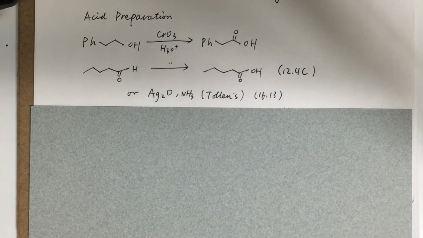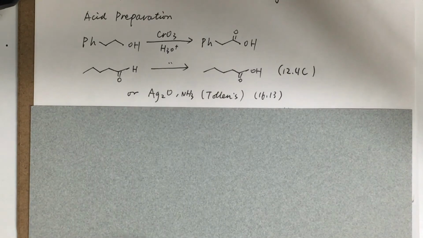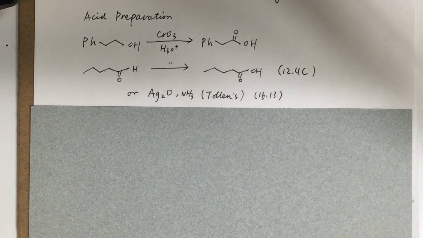Alcohol can be oxidized by the Jones oxidizing condition, right? Using chromium as oxidizing agent. And the aldehyde could also be oxidized with the Jones oxidizing condition or with the Tollens' oxidation condition, silver oxide with ammonia. Okay, the reactions have been discussed in the previous sections.